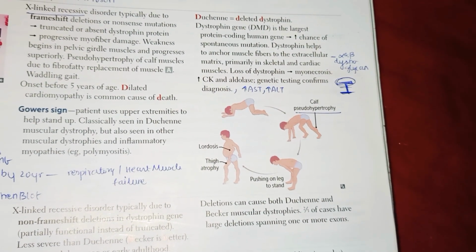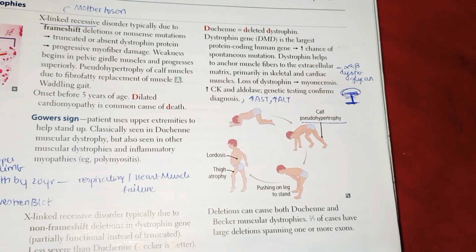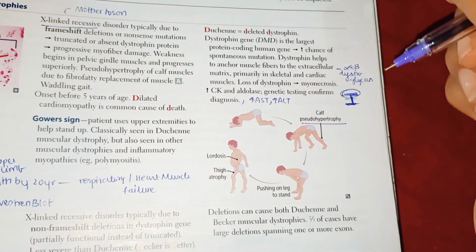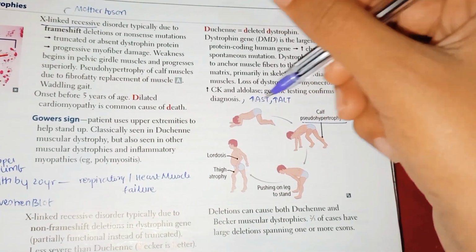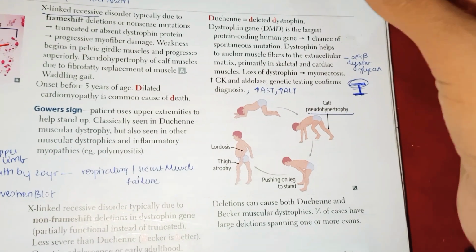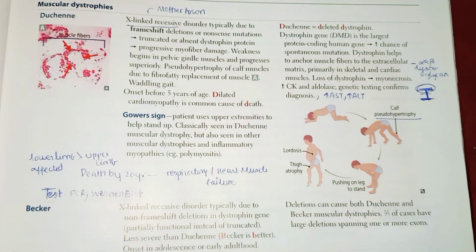So the test markers to identify these dystrophies: increase in creatine kinase and aldolase; AST and ALT also will be affected, so they'll increase. Genetic testing confirms the diagnosis. You can also use PCR and Western blot techniques.